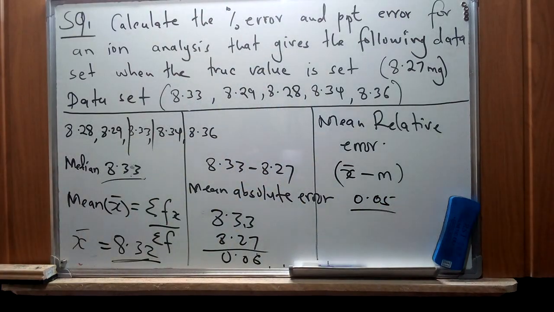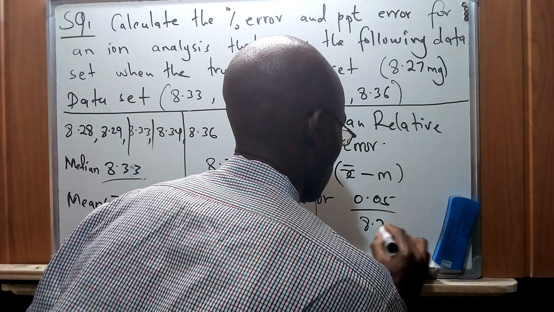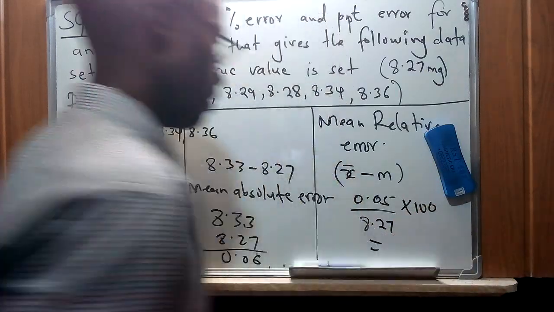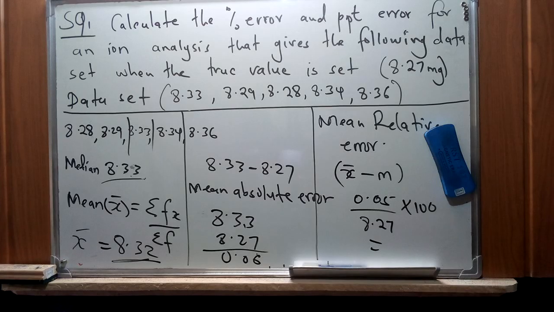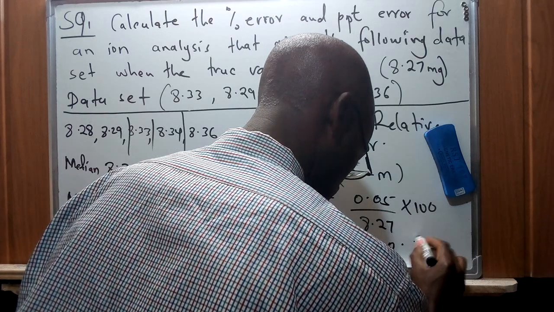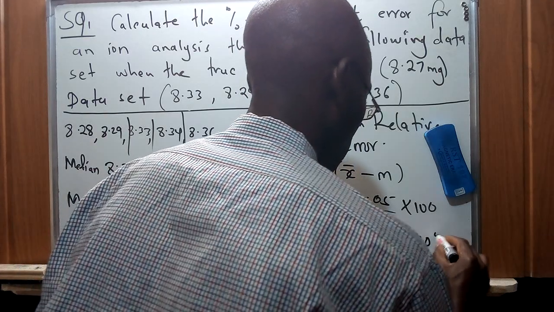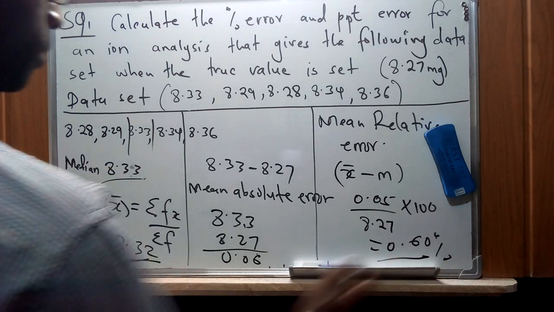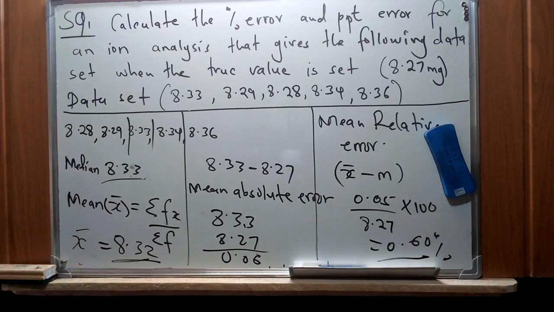So expressed as a percentage, we give that one over the true value times 100. So basically for that one, the mean relative error is going to be 0.646%. I've just given it to two decimal places.